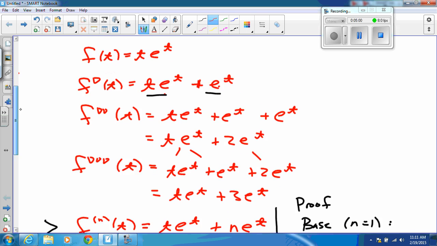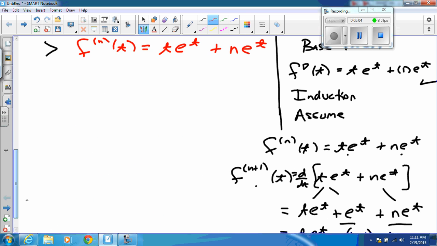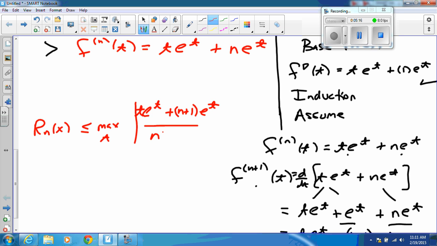Well, coming back to our problem now, we are ready to put in an expression for the n plus 1th derivative. Our remainder is less than or equal to the max over t of t e to the t plus n plus 1 e to the t over n plus 1 factorial times x to the n plus 1, for any value of x.